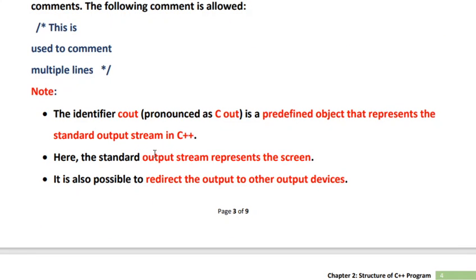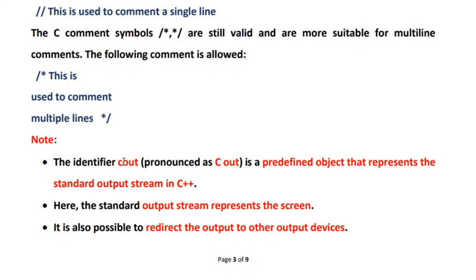Here, the standard output stream represents the screen. It is also possible to redirect the output to some other device, because we have learned in C as well that we can write to some other file if we want to. Like you can perform file operations where you write data into a file, not into the output stream. So that's what we can do in programming, and on all platforms that provision is provided. So what you need to remember is that the identifier cout is nothing but a predefined object that represents the standard output stream in C++.